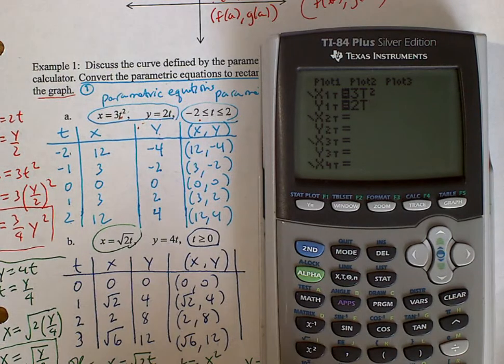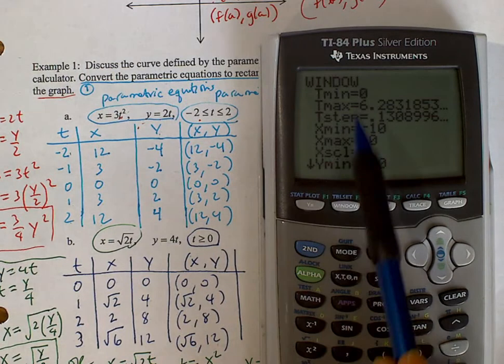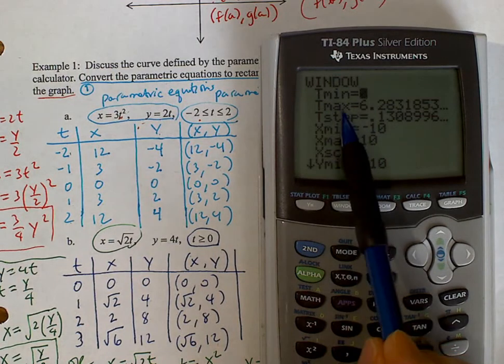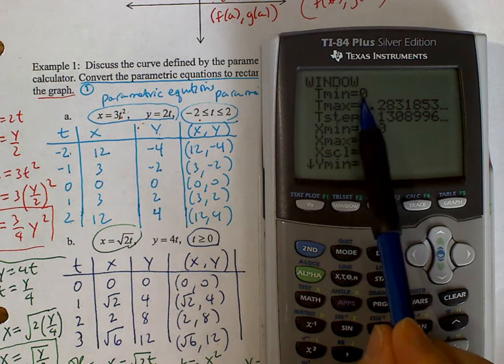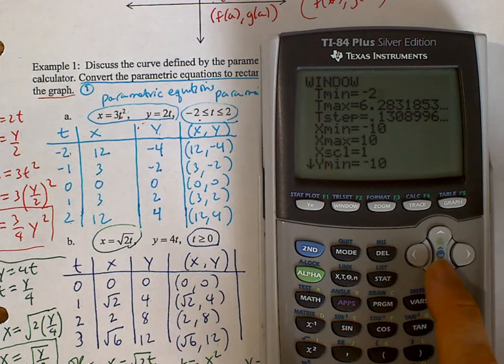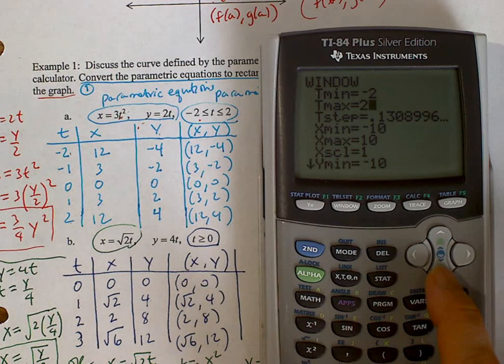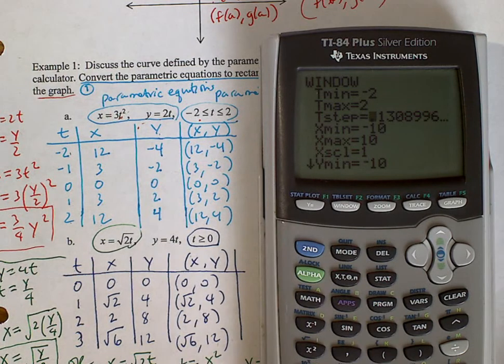And now I want to go to my window, and you'll notice that you have t min and t max. So t min represents the lower parameter, and this is the upper parameter. So I want to go from -2 out to 2. Okay, and then the t step is equivalent to theta step or x step or y step, and so I'm just going to put it in as 1, and then I'll show you what happens with that.